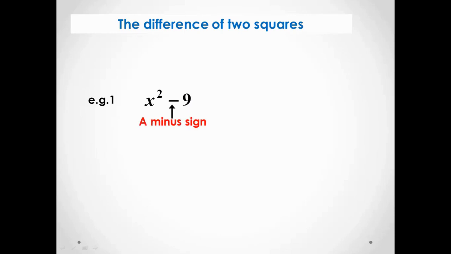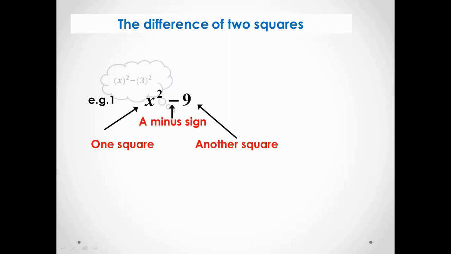Now if we know anything about squared numbers, then we know that x squared can be written as x squared, and this 9 can be written as 3 squared, because x times x will give us x squared and 3 times 3 will give us 9.